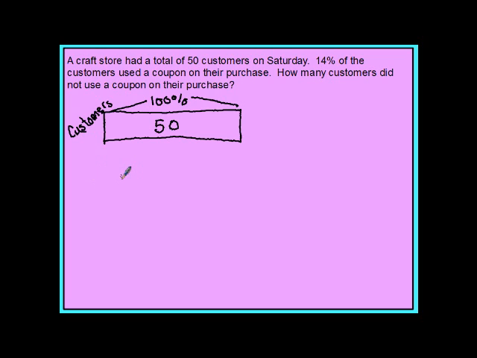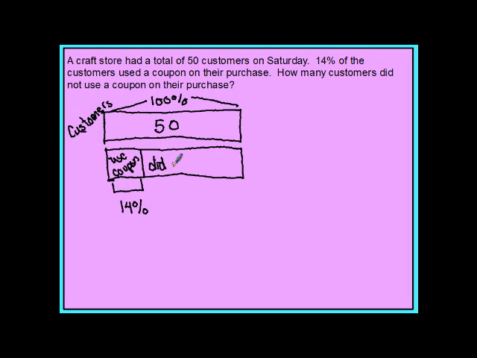The problem also tells me that 14% of the customers used a coupon. So I'm going to draw a second bar that's equal to the first one that shows me that 14% of the customers used a coupon. So I'm going to mark this part as 14%, and I'll just note in here that they used coupon just so I can remember. Which tells me that this part represents the customers who did not use a coupon.